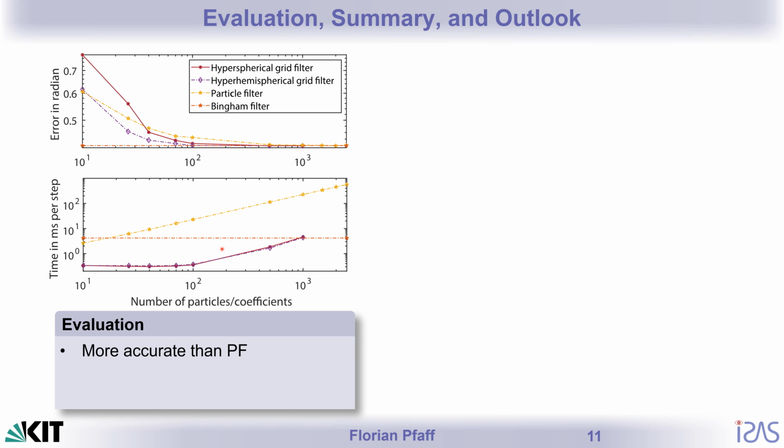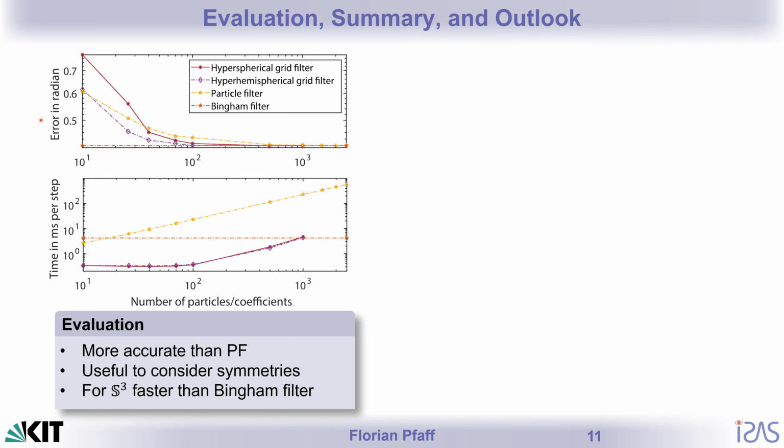And we're also faster. While our increase in runtime is quadratic, the particle filter is actually linear, but the operation it does, the sampling from the density, is so much more expensive than this highly optimized operation that we have in the hyperhemispherical grid filter, which is matrix vector multiplication, that our filter is both more accurate and faster. It's useful to consider the symmetry because the hyperspherical grid filter, which does not consider the symmetry, needs more grid points to achieve a comparable accuracy, so it's also slower for the same quality.